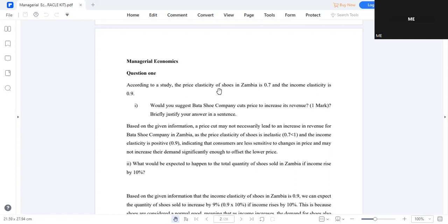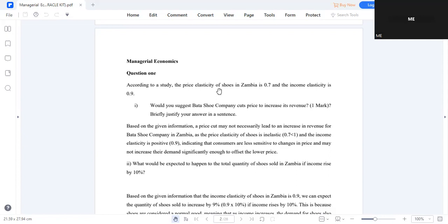For income, we're told that it's 0.9. So for income, you must understand that the principle here is simply that if it's positive, it's a normal good, meaning an increase in the income will also result in an increase in the demand for a particular commodity. Except that in this case, this is 0.9, which is less than 1. So this simply implies that the percentage increase in your income will not be the same as the percentage increase in the demand. So if your income increases by 10%, it simply means that your demand for a particular good will increase by 9%.